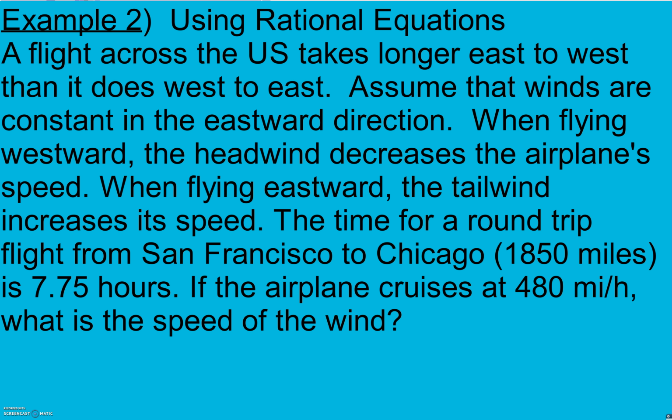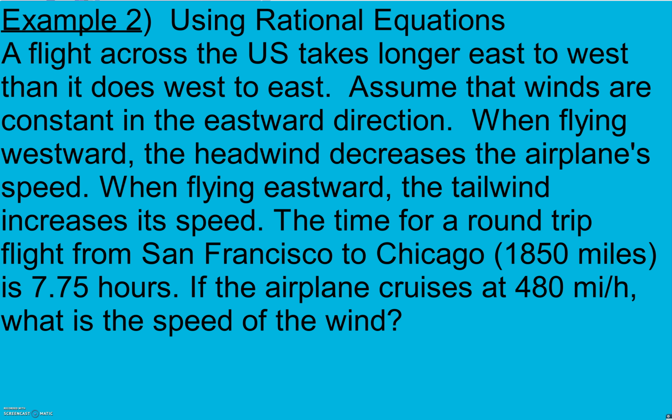So when we go east, we have the speed the plane is traveling plus the wind. When we go west, we have the speed the plane is traveling minus the wind, because the wind is pushing it back. There's that air resistance. The time for a round-trip flight from San Francisco to Chicago, which on page 544 shows you is 1,850 miles. So round-trip, it's 7.75 hours.